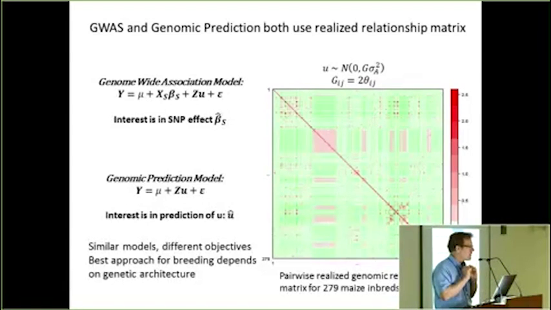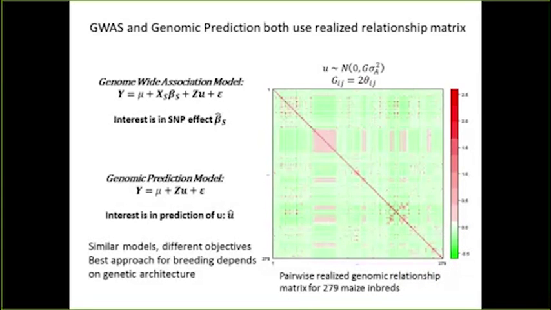GWAS and genomic prediction are very similar models, but the objectives are completely different. In one case, you're trying to identify specific genes or variants that cause an important effect on your trait. And you want to do genetic analysis. Let's find out what the genes are. And if they're big enough effects, maybe we can then use those in breeding.